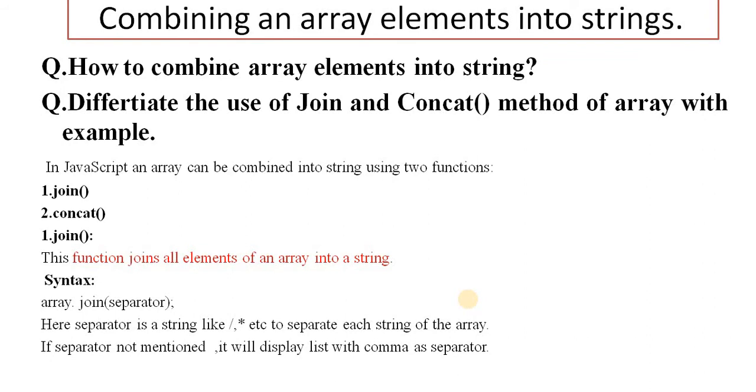If a separator is not mentioned, it will display the list with a comma as the separator. By default, the join method separates the values with a comma, but if you add a separator, it will separate the string with that separator. This function returns a string after joining all elements together.